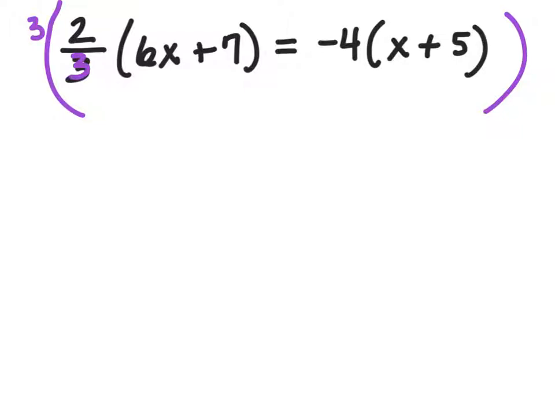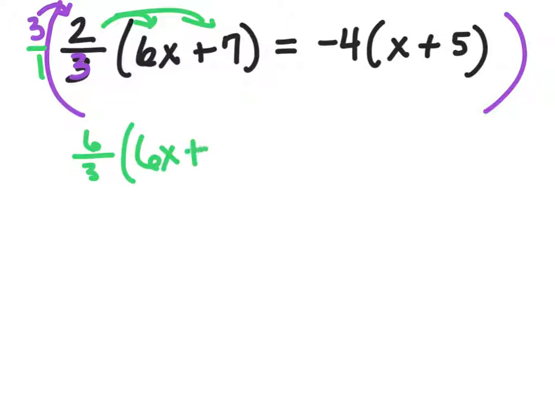Okay, now if I do that, again, this right here is all kind of one term. So I'm just going to multiply. You're going to end up multiplying the 3 times this. And then once you get whatever that is, then you can actually distribute here. So if I do 3 over 1 times 2/3, I end up with 6 over 3, which you guys know is 2. And then times, I still have the 6x plus 7.